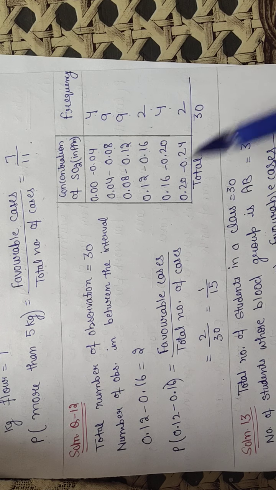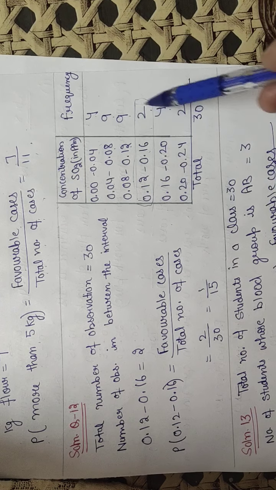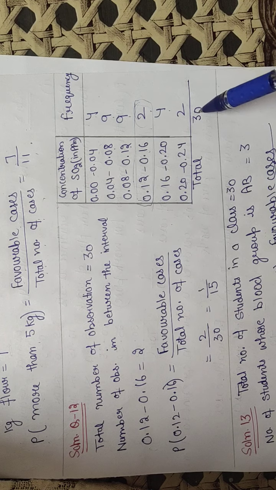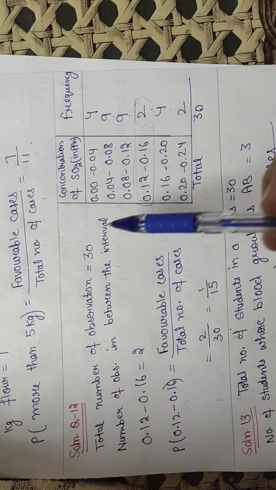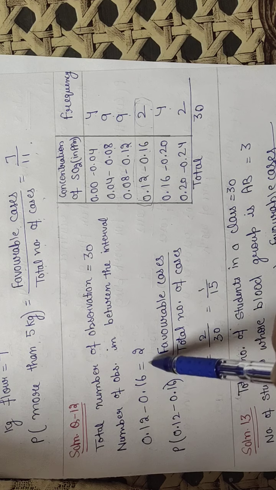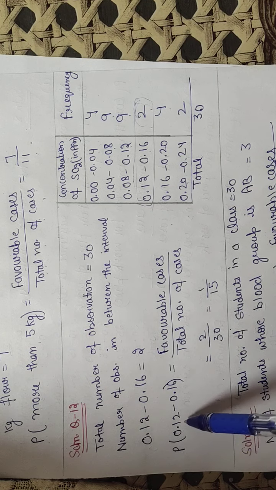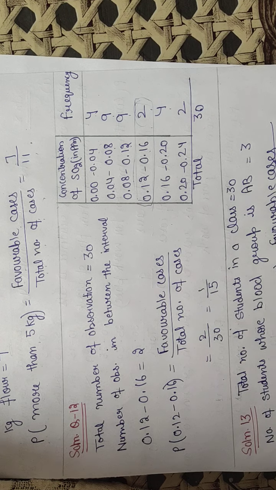So you have to find the probability in this interval. Number of favorable cases are 2, total number of cases are 30. So probability is 2 upon 30. See, total number of observations are 30. Number of observations in the interval of 0.12 to 0.16 are 2. So probability of 0.12 to 0.16 is favorable cases divided by total number of cases. Favorable cases are 2, total number of cases are 30. So the answer is 1 upon 15. So this is the solution of question number 12.